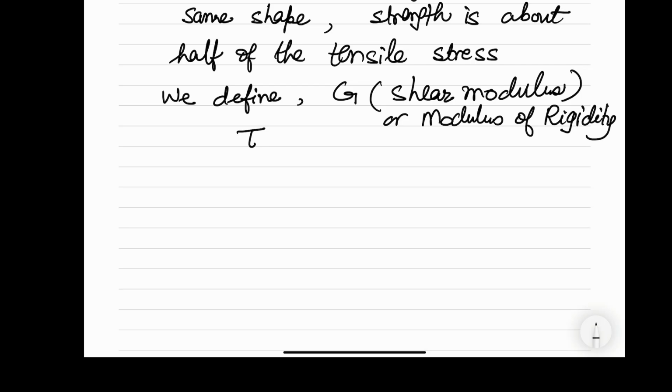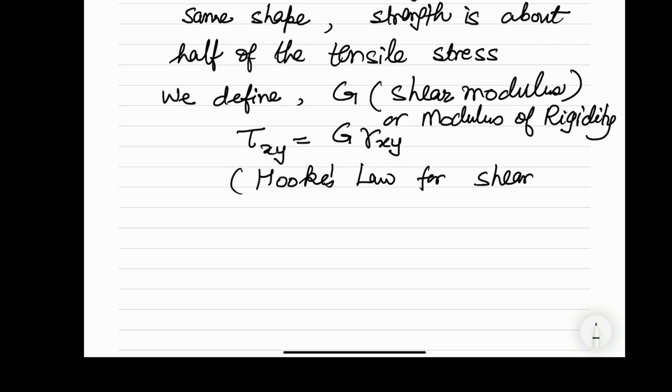So what we define is, tau xy is equal to G times gamma xy. So this is exactly like the Hooke's law which we had, but you can call this Hooke's law for shear stresses and shear strain. You must be observing this gap. That's what Hooke's law for shear stress is. Okay.